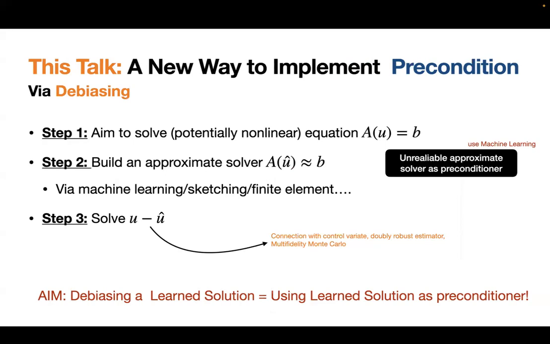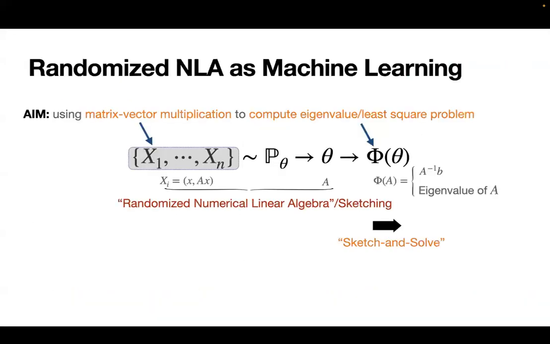So for today, I will show you that we use debiasing as a new way to implement preconditioning, which is something we don't know how to do for nonlinear equations. Yes, we have an equation A(u) = b, potentially nonlinear, but we have an approximate solver that makes A(u) approximately equal to b. Then we use this kind of iterative refinement to improve that. So we iteratively debias a newly learned solution, and it is equivalent to using the approximate solver as a preconditioner. So let me show you an example in numerical linear algebra.